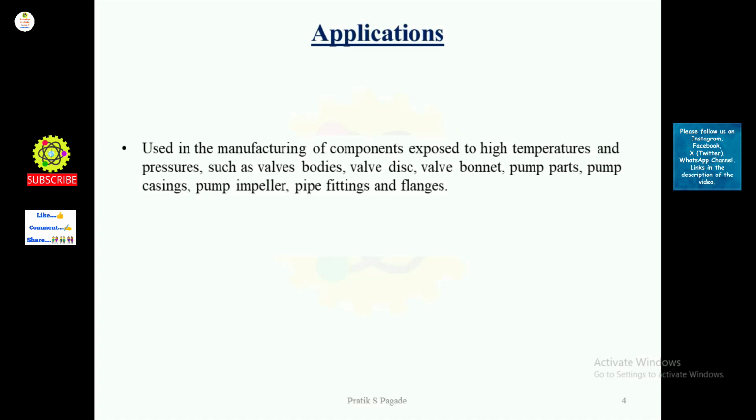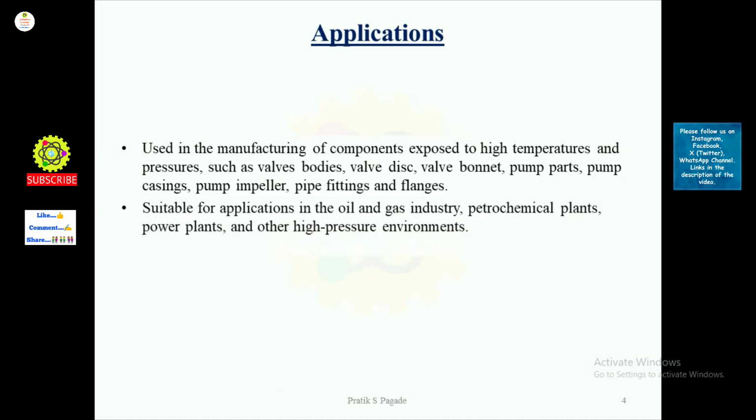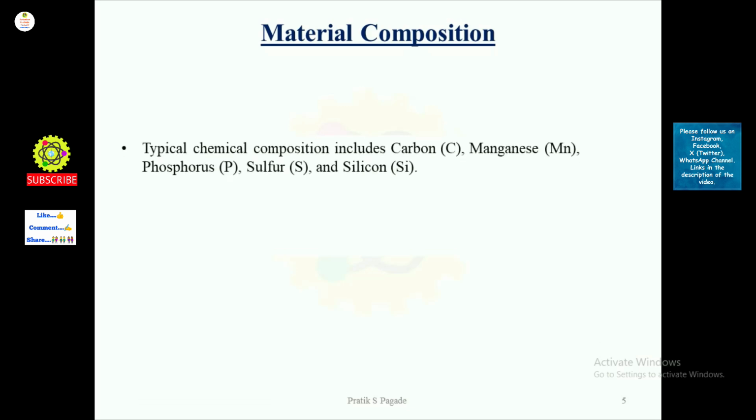So here, the applications of ASTM A216 grade WCB are: it is used in the manufacturing of components exposed to high temperatures and pressures such as valve bodies, valve disc, valve bonnet, pump parts, pump casings, pump impeller, pipe fittings and flanges. Okay, further it is suitable for applications in the oil and gas industries, petrochemical plants, power plants, and other high pressure environments.